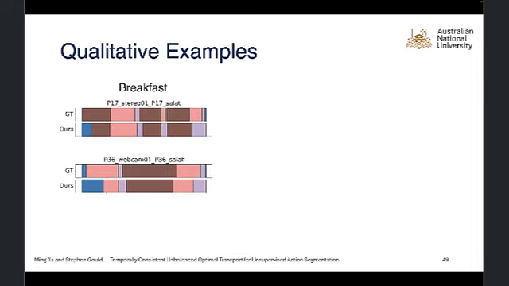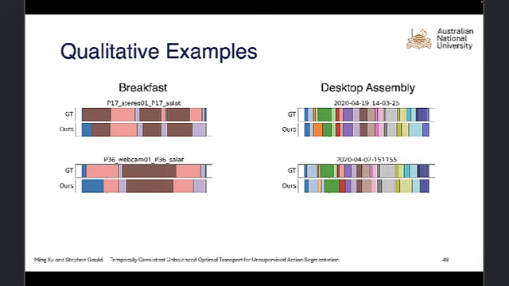Some qualitative examples. Our unsupervised learning algorithm generates some pretty impressive results. So notably on the left, Breakfast, we see order variations and repeated actions handled in our videos, which wasn't the case for prior works.